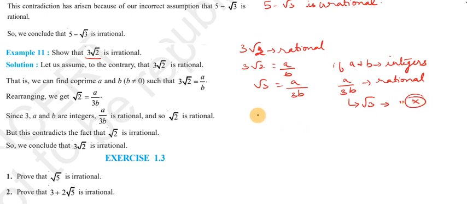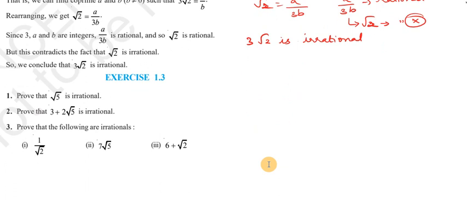So 3 root 2, it's all root 2 here, just change it, okay. So 3 root 2 is also irrational. So this is what we are able to prove here. So it's very simple. Doing these sums is very simple if you have understood those two theorems, theorem 1.3 and 1.4. Now we'll get into the exercise.